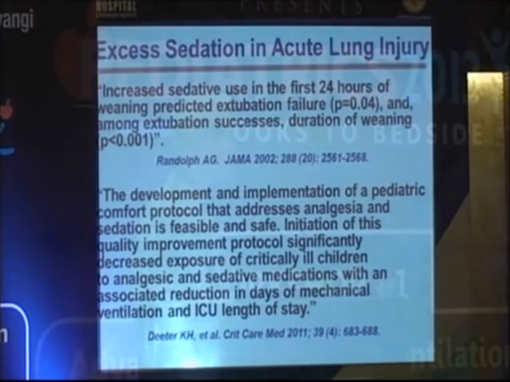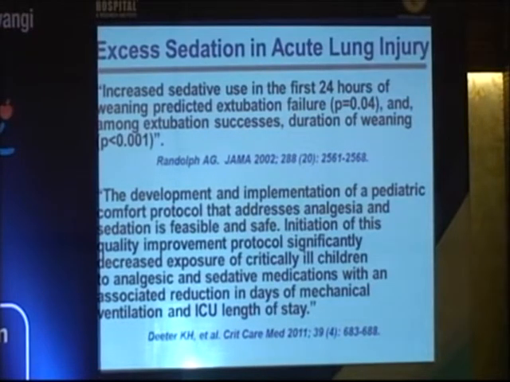So there are two studies that have been published. First is the same study by Dr. Randolph that I noted earlier, that excessive sedation impairs weaning from the ventilator. And then a second study that was conducted at our hospital in Seattle, where we demonstrated that implementation of a sedation protocol, where we empowered the nurses to wean sedation when a target comfort score was reached, resulted in significantly fewer ventilator days.